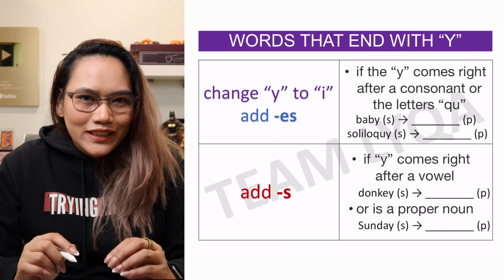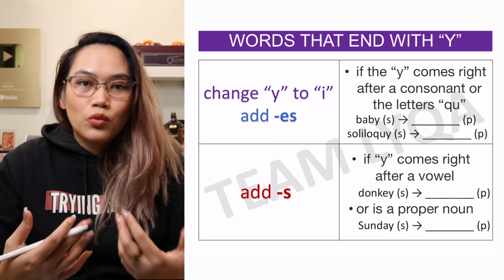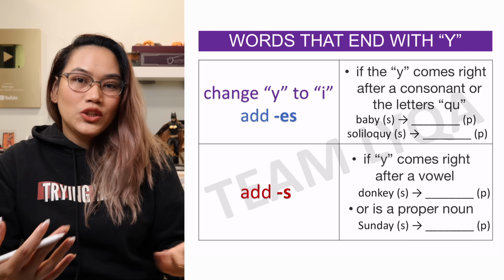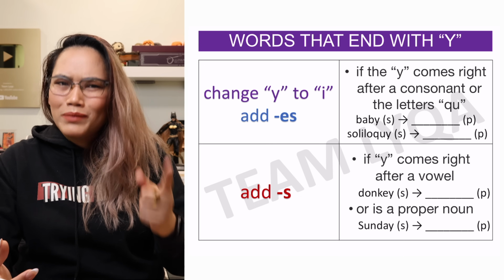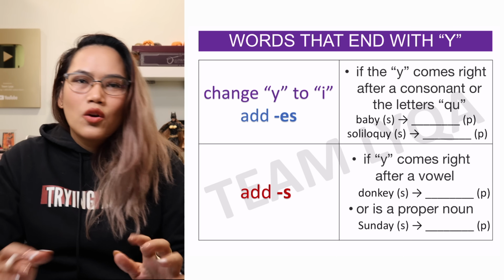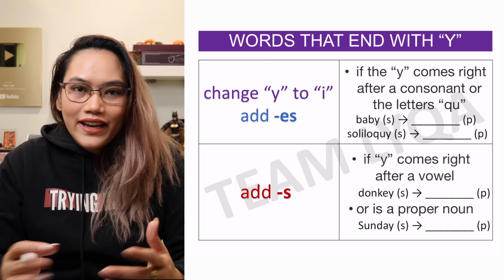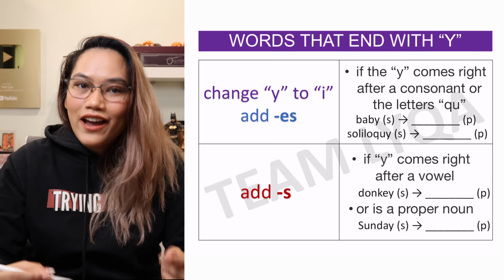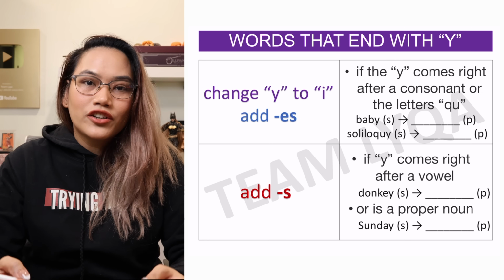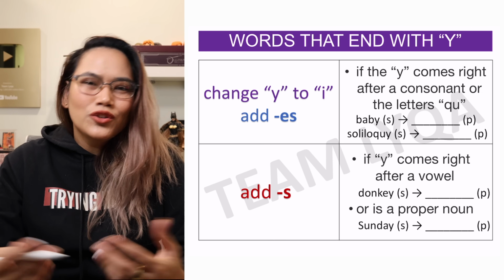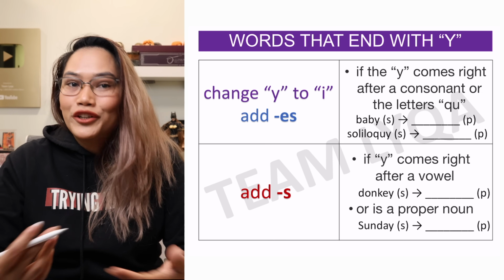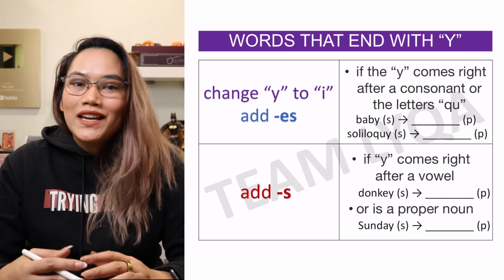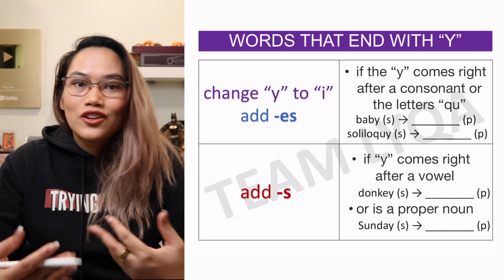Now, let's dig a little bit deeper and talk about words that end with Y. This is tricky because for most of them, we change Y into an I and add ES, but there are still exceptions. So, when do we change the Y to an I and add ES? We do it if the Y comes right after a consonant or the letters Q, U. To know our consonants, it's actually easier to remember your vowels, which are A, E, I, O, and U. If it's not A, I, E, O, U, it's a consonant.